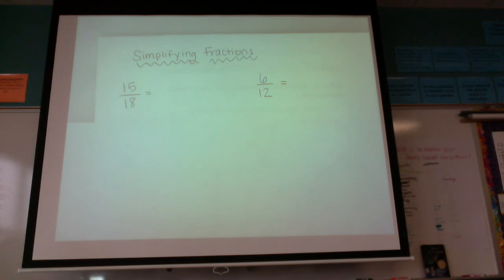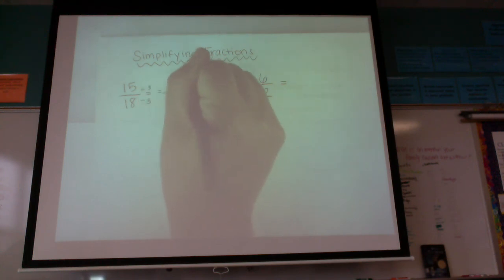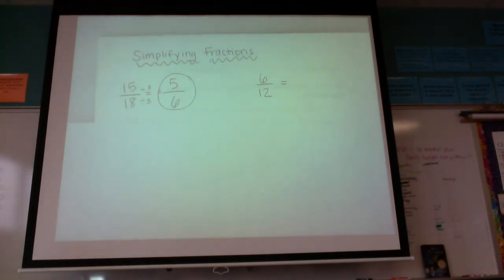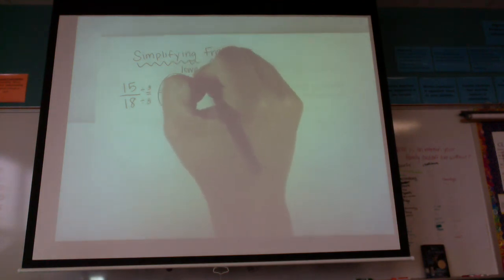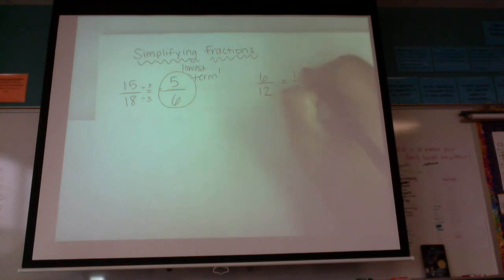So what can you divide both 15 and 18 by? Oh, we can divide them both by 3. 15 divided by 3 is 5. 18 divided by 3 is 6. That's an equivalent fraction, and that's the lowest term. Oh, right there. Lowest term. 6/12. Well, I automatically know that 6 is half of 12, so I can jump right down to say 1/2.